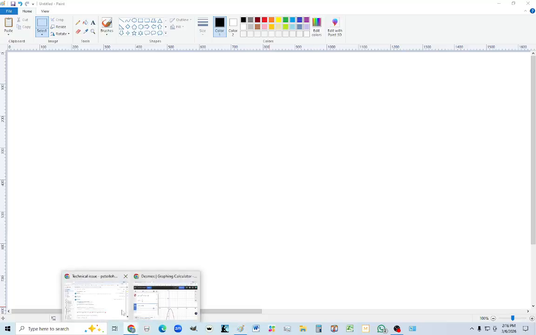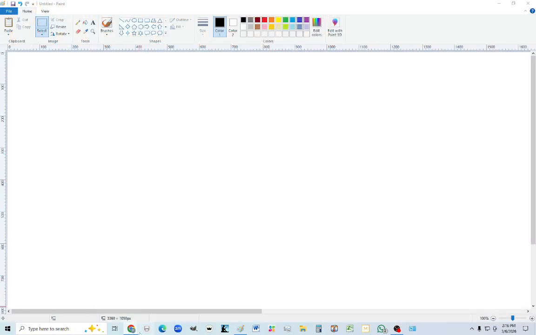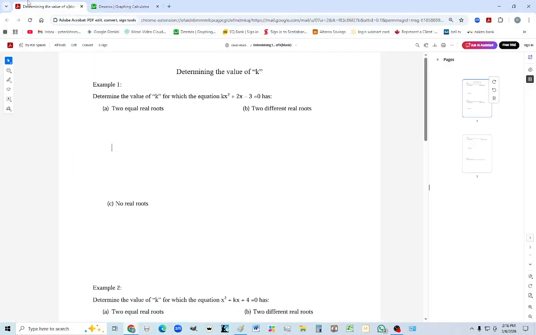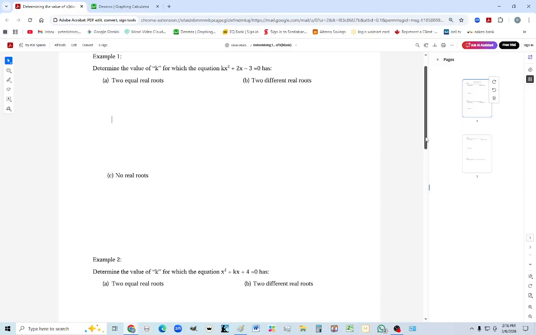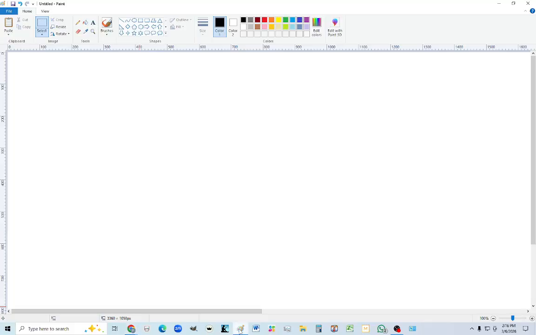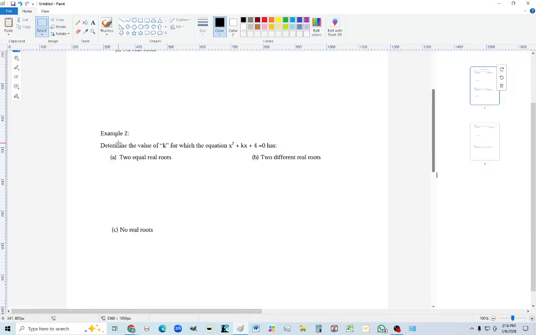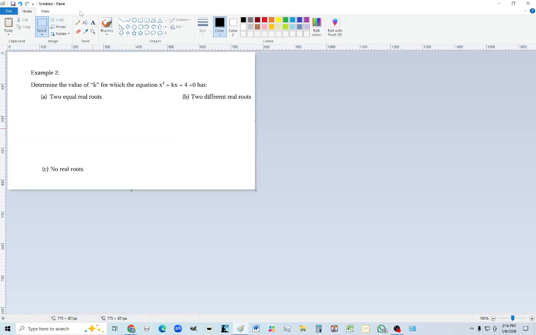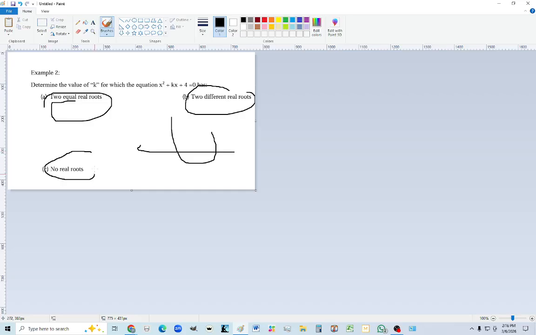We'll just do the second one so that we have a good example. I imagine the second one has a negative multiplier. That's what he's trying to teach you. But it's the same thing. So the question is, when does it have two equal roots? When it touches the x-axis once. Two different roots is when it touches the x-axis twice. No real roots is when the parabola is below or above the x-axis.